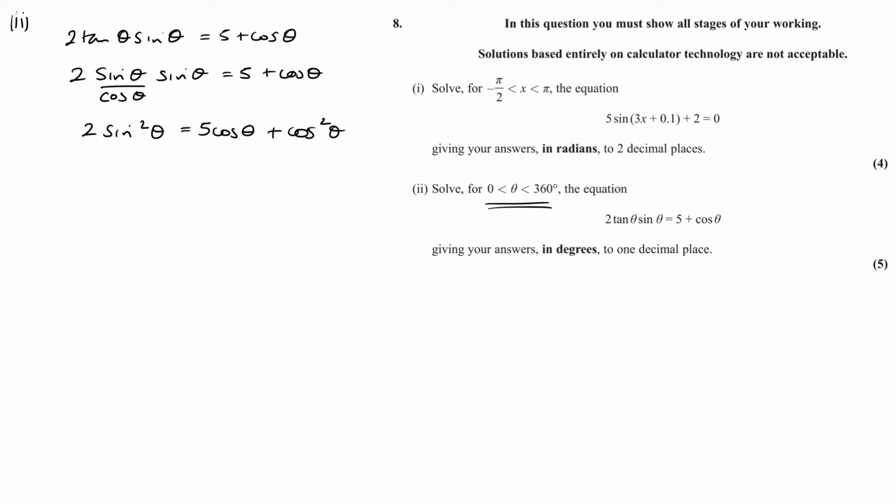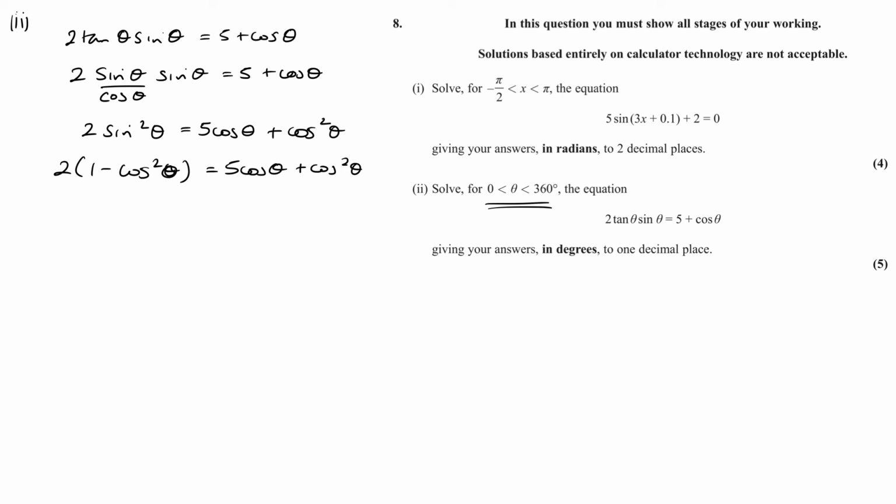We need to replace one of them. Obviously I could replace either, but I can only replace the squared one. So if I replace this for a sine squared, it won't leave me any way of changing that one. So I want to replace this one for cos squared. So it becomes 1 minus cos squared theta. And that's obviously from sine squared plus cos squared equals 1.